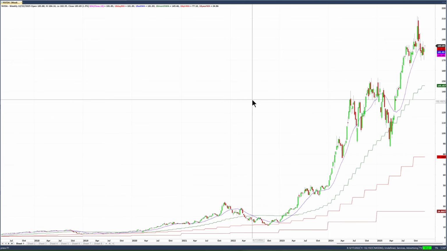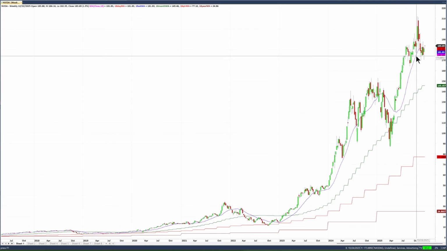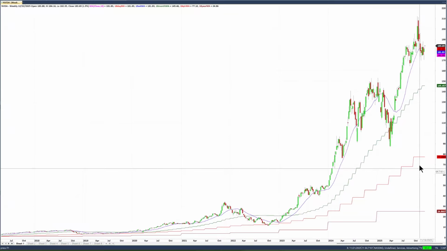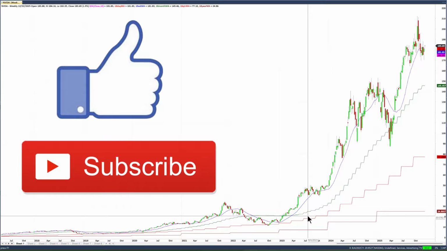Now, the point I'm kind of making here is look at how extended this is now. You see how all these lines are separated? So we want to recognize that when there's a big difference between each one of the lines. Now, if just one of the lines is separated, like if the 18-week is separated from the monthly, but all these other lines are closer together, then that's not as bad. And that's kind of like what happened here. We got separated on a monthly basis, but they really hadn't expanded on all the time frames like it has now.